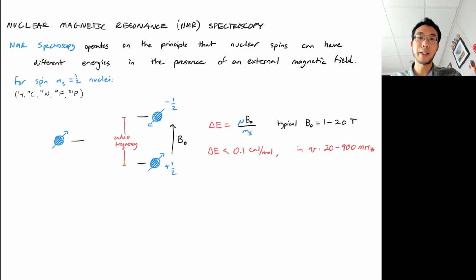Because we're working with radio waves, people like to think in terms of megahertz and their frequencies, and so these delta E's are related to a frequency of 20 to 900 megahertz. And so we'll say that the NMR instrument is operating at 900 megahertz, for example.